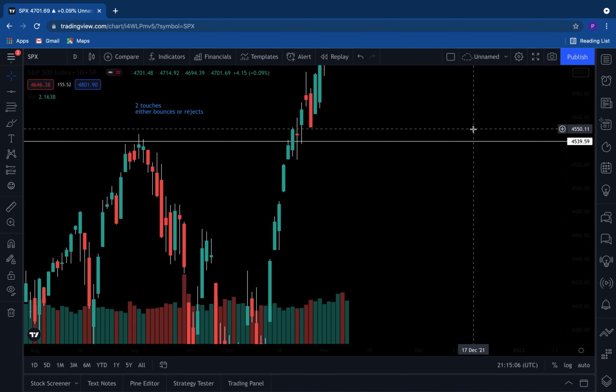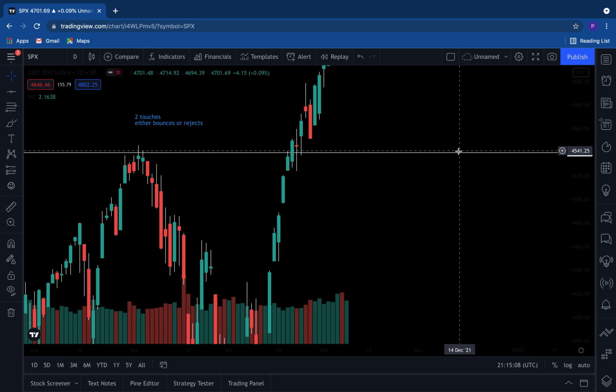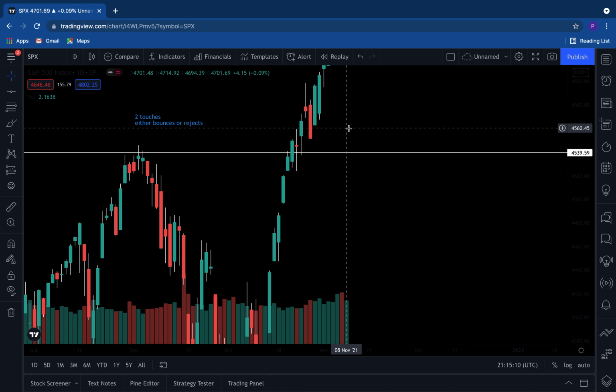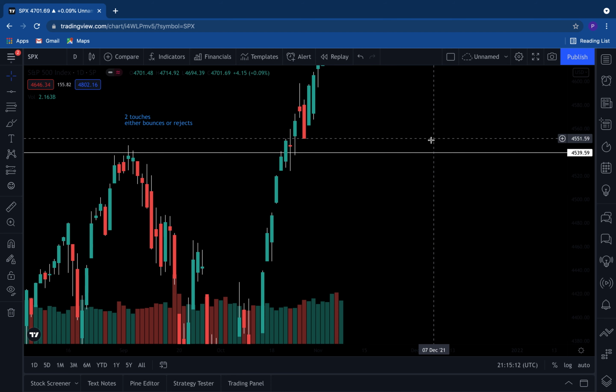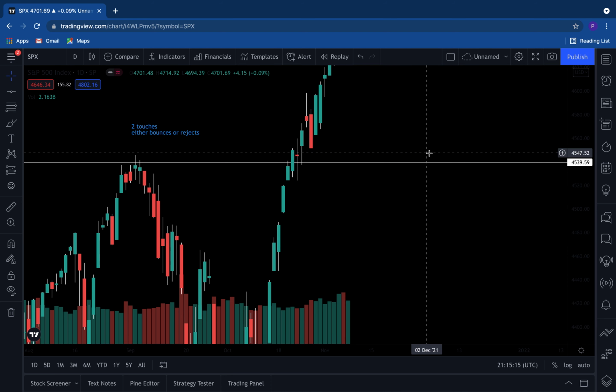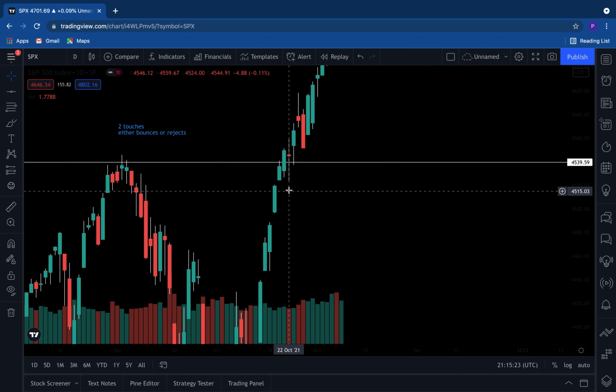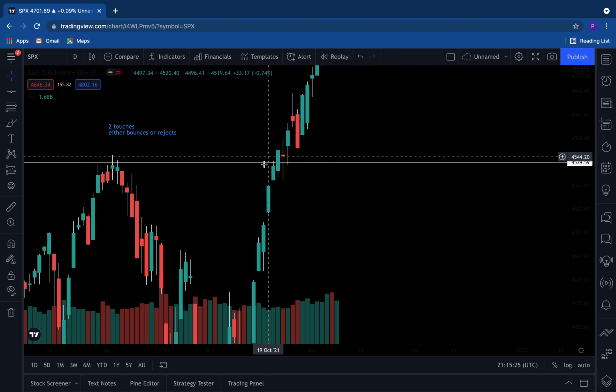Basically, all you need is multiple touches, right? If you see 2, 4, 5 touches, doesn't matter. All you need is 2 touches. Now, you might be asking yourself, well, does 5 touches mean a lot more? Yes, it does. If you see more than 2 touches, it can significantly mean a lot more, right? If you see 2 touches, don't worry, it's fine.